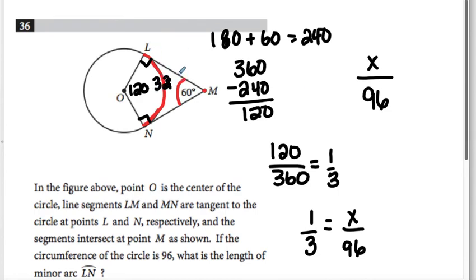And so we just want to make sure that that arc length is a third of the entire circle. Hopefully that was helpful.